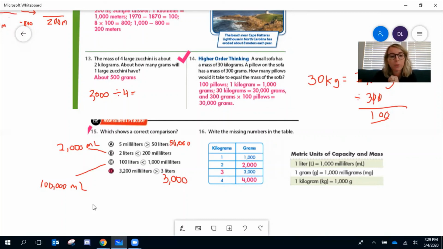Moving on to D, we have 3,200 milliliters is greater than 3 liters. 3 liters is equivalent to 3,000 milliliters, and 3,200 is greater than 3,000, so D is our correct comparison. And lastly, we have number 16, write the missing numbers in the table. Again, just the pattern here. 1 kilogram is equivalent to 1,000 grams, meaning 2 would be equivalent to 2,000, 3 would be equivalent to 3,000, and 4 kilograms would be equivalent to 4,000 grams. So again, we're just filling in this chart to fill in the missing pattern.